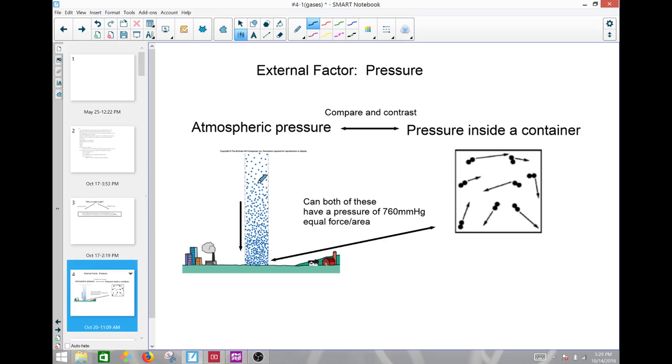All right, so external factors affecting gases. Obviously, temperature and pressure are going to be the main factors affecting gases. But we also, for this one, have the volume. The volume of the gas can be compressed. So these are all the factors affecting a gas.